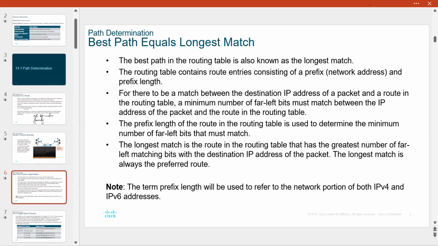Right, best path equals longest match. Let me go through this first. The best path in the routing table is known as the longest match. The routing table contains routing entries consisting of the prefix and the prefix length. For there to be a match between the destination IP of a packet and a route in the routing table, a minimum number of far left bits must match. The longest match in the routing table is the one with the greatest number of matching far left bits.